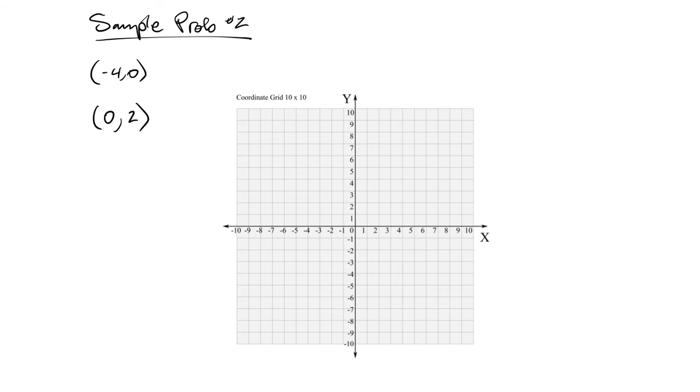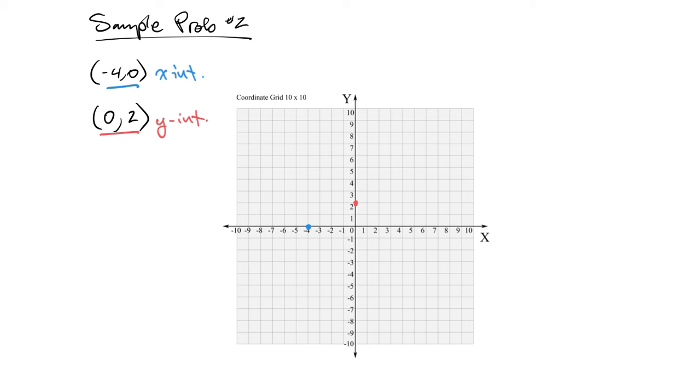Here's another way to write it. Sometimes it might not say x-intercept and y-intercept, but these are x and y-intercepts. If you notice, the y value for this point is 0, so this is my x-intercept, and the x value for this point is 0, so this is my y-intercept. So let's go find those. I'm already in red, so I'm going to go 0. I don't go left or right, and I'm going to go up 2. That's my y-intercept. Then I'm going to go negative 4, which means I go to the left 4. And I don't go up or down because I'm at 0.